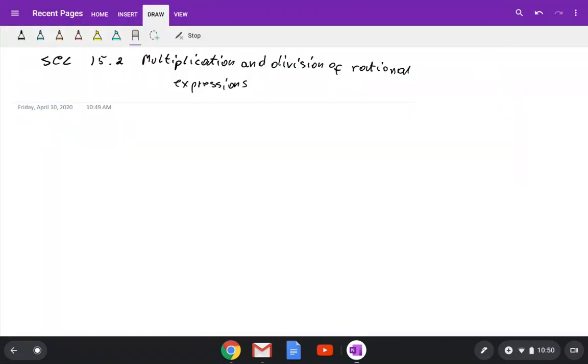Okay, guys, so this is section 15.2, multiplication and division of rational expressions. So first, we're going to start talking about multiplication of rational expressions.